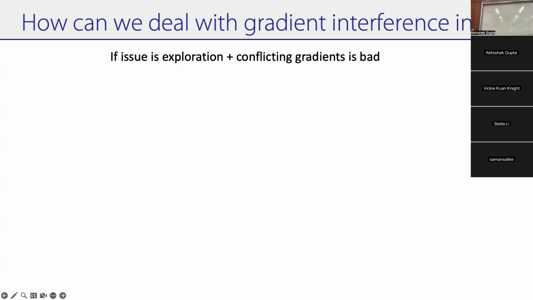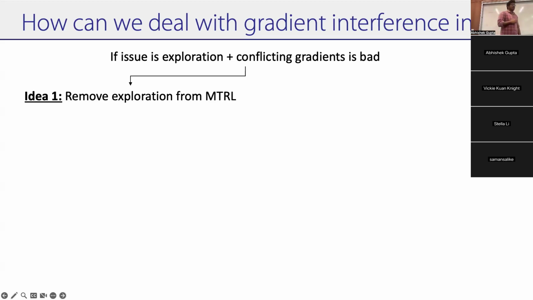So the two issues are we have conflicting gradients across tasks and you're doing online data. Right? How can you fix it? Offline. Great. So we can try and remove exploration. We still have to explore somehow, but we can try and remove exploration.